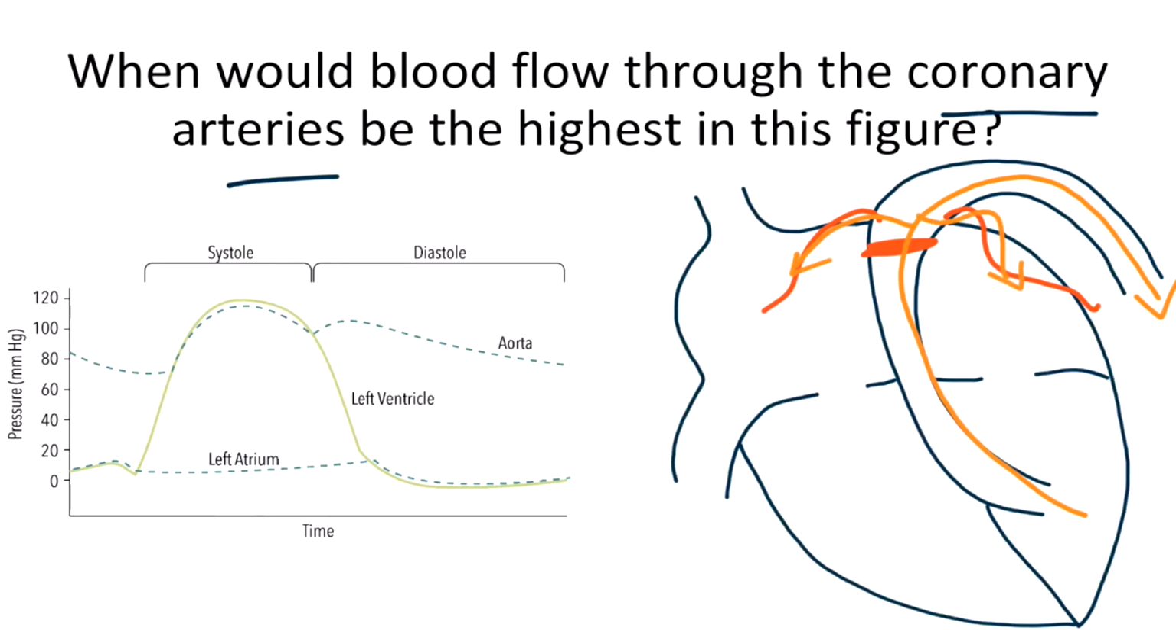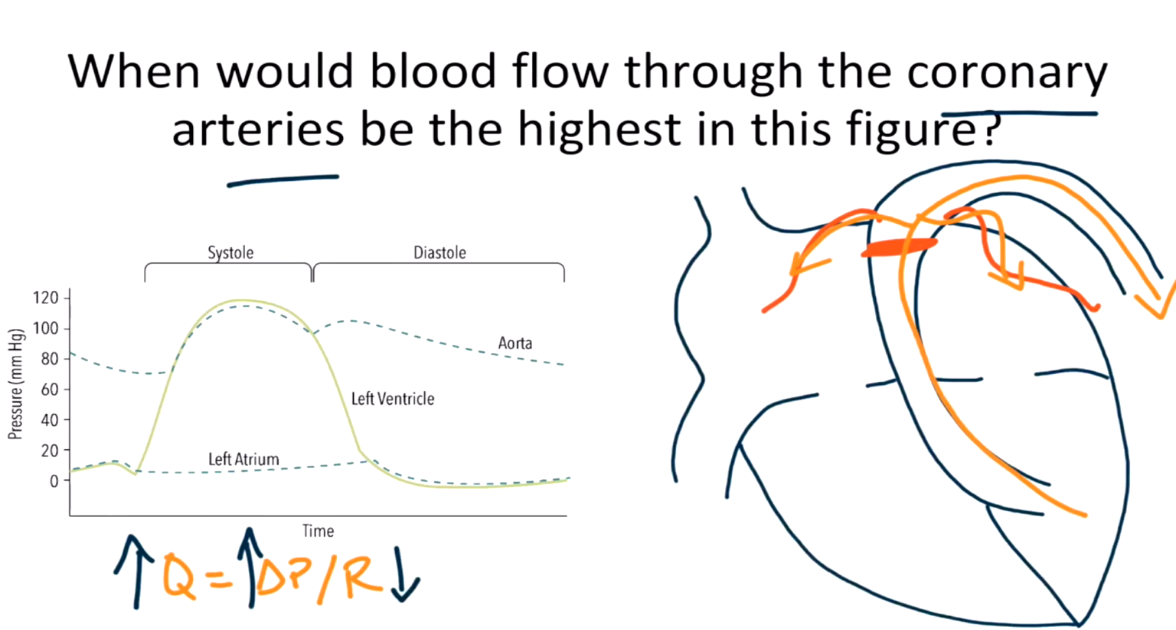Okay, with this in mind, let's also recall the blood flow equation from section 2, which is blood flow equals the pressure gradient over resistance. From this equation, we can see that the flow is highest when the pressure gradient is high. It's also high when the resistance is low.